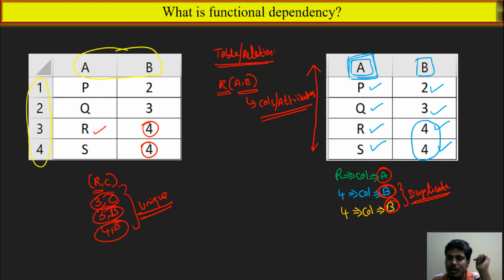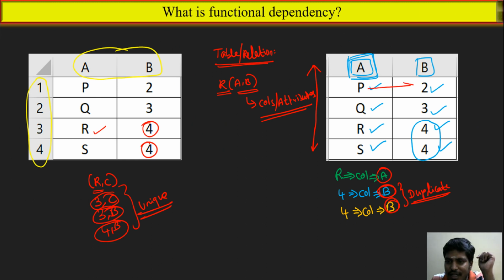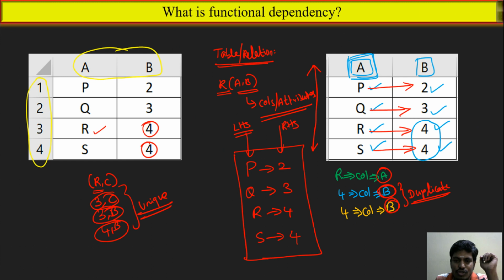Okay. Now I am going to tell that here P determines the not unique thing. Unique things determine the not unique. Unique, not unique. Okay. Then if you observe, if I write P determines 2, Q determines 3, R determines 4, and S determines 4. If you take this entire thing, then you will say this LHS determines the RHS. No. So there is no duplicate with respect to the left hand side, and the right hand side may or may not contain the duplicate.